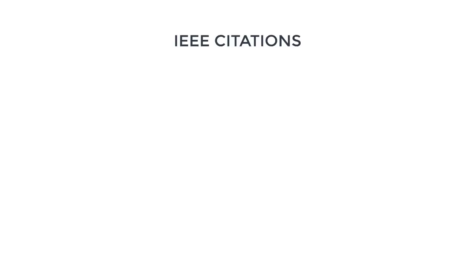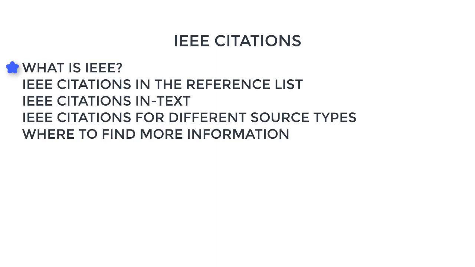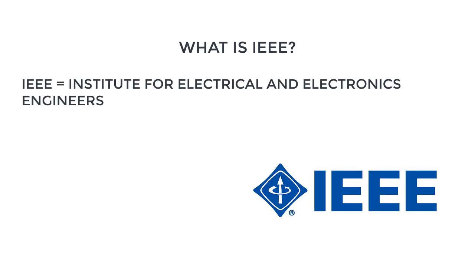In this video, we will cover the following topics: what IEEE citations are and when and why you might use them, how to format IEEE citations for your reference list and for in-text citations, what IEEE citations look like for different source types, and where to find more information when you have an unusual or tricky source.